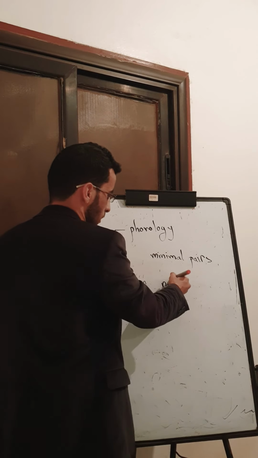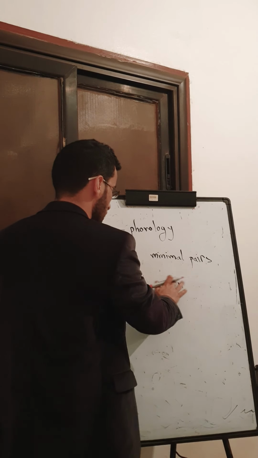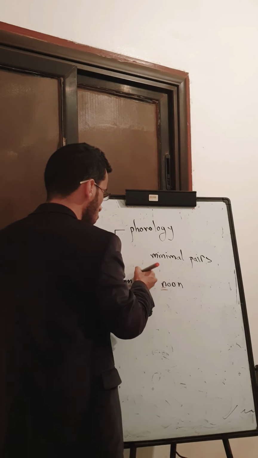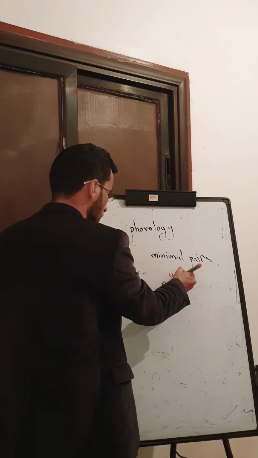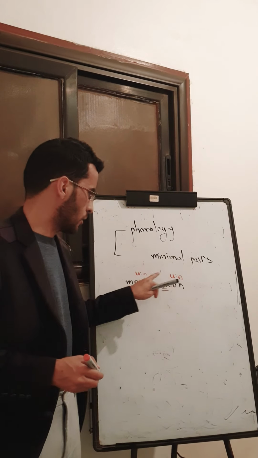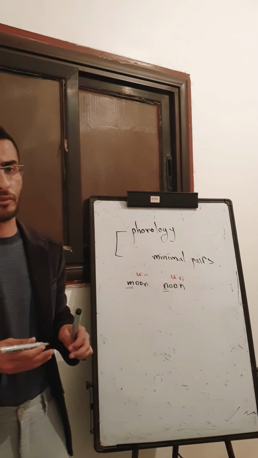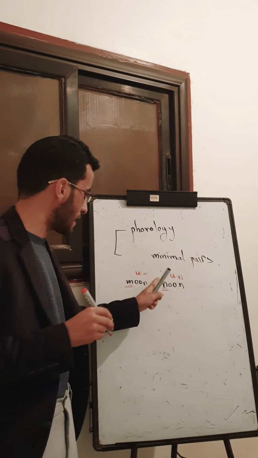Okay? So, they have these 1, 2, 3. Sorry, I am dealing with sounds, for example, not with letters, okay? Moon, m-oo-n, and noon, n-oo-n. 1, 2, 3 and 1, 2, 3.